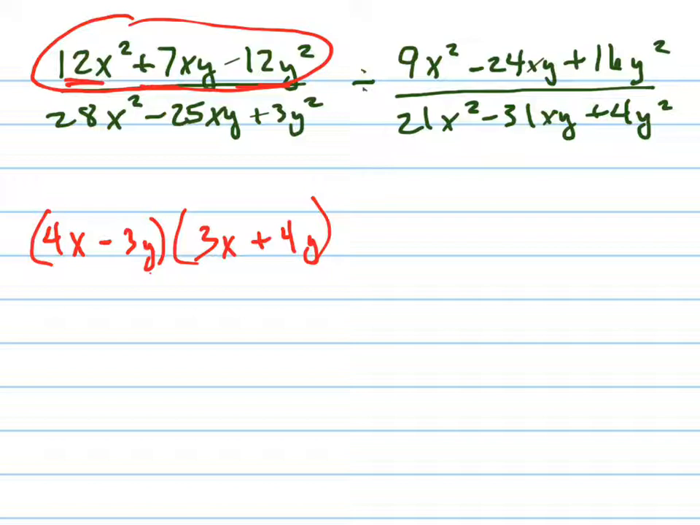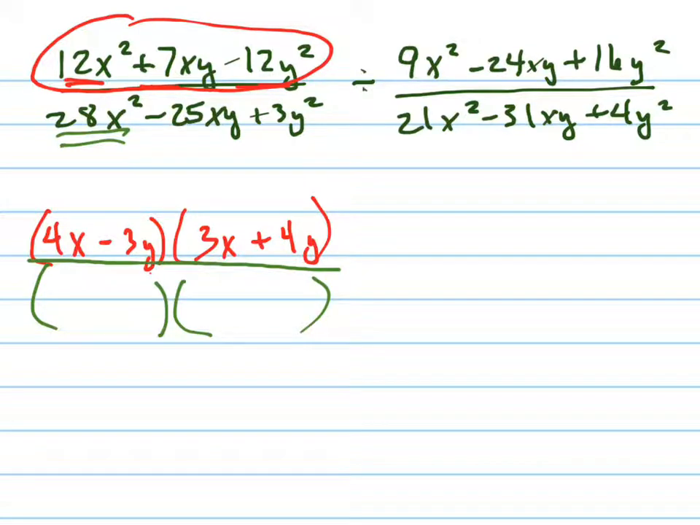So this bottom part is going to break up into, again, you're going to try to find a way to break up 28x squared and 3y squared in such a way that when you add them together you're going to get 25. Now I look at it right away and I think, well, 28 minus 3 is 25. So I'm going to try to do it. Let's see if that works.